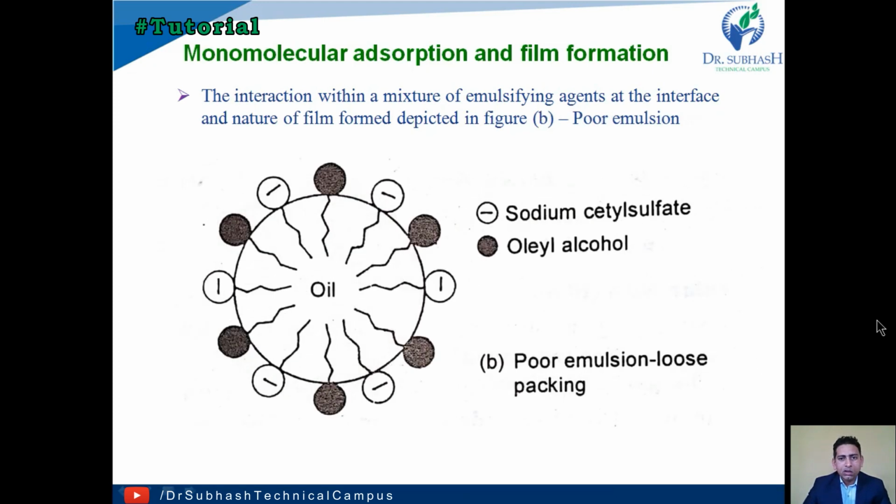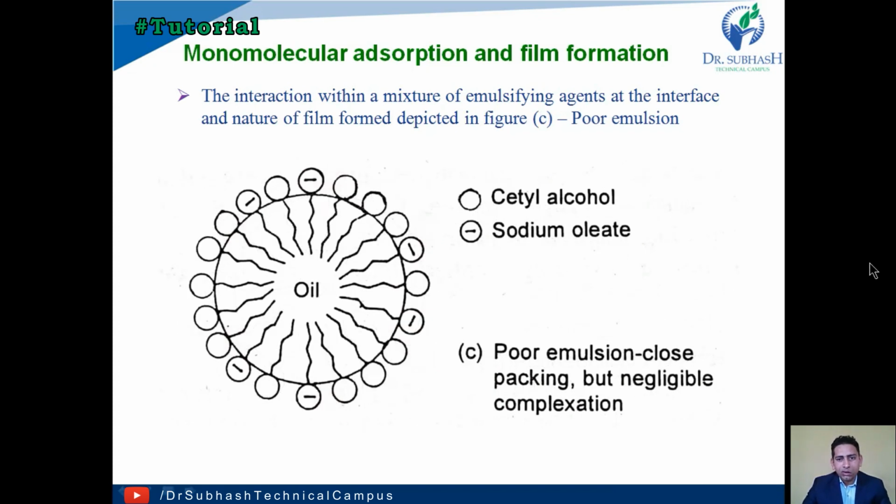See another example, sodium cetyl sulfate and oleyl alcohol. In this case there is loose packing, so oil molecules from the other side will penetrate into the oil molecules, they will fuse together and be converted into larger globules, and likewise the emulsion can break and the phases will separate out. So this is a poor emulsion example. Then again, cetyl alcohol and sodium oleate. Here close packing is there but negligible complexation. Complexation is not good, so again it will form a poor emulsion.